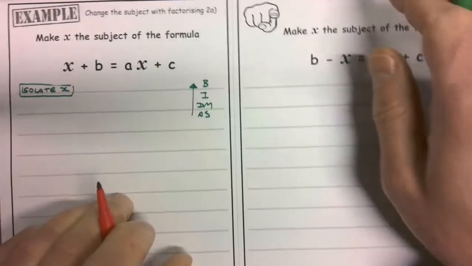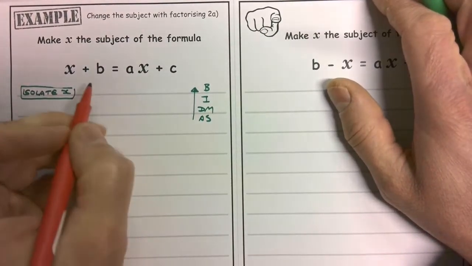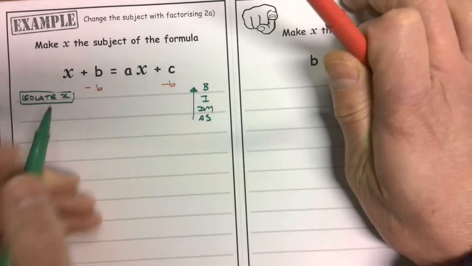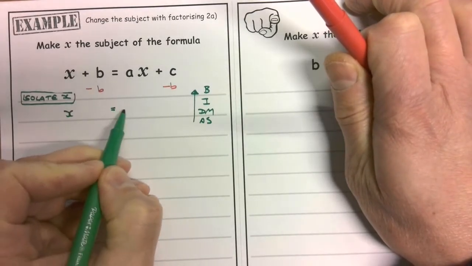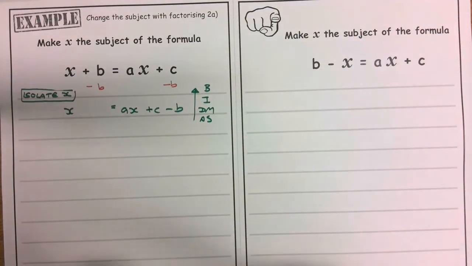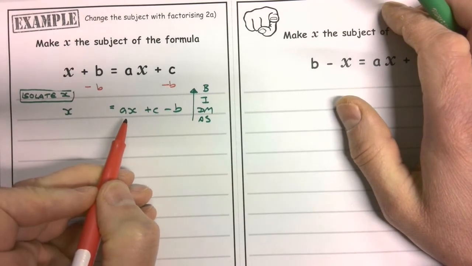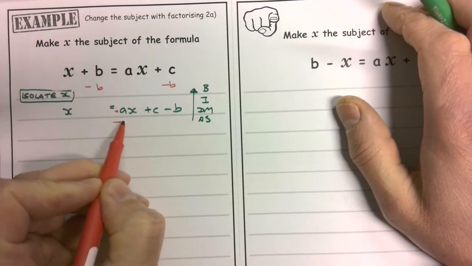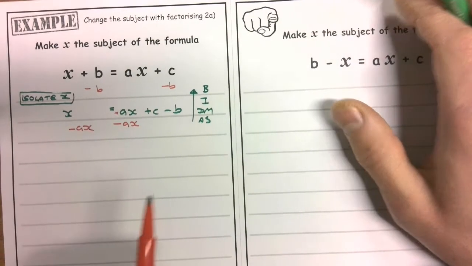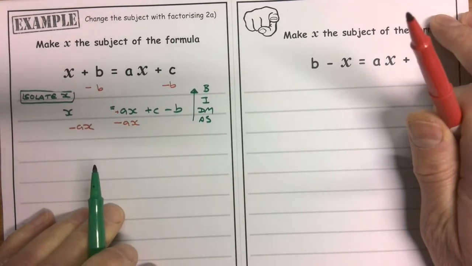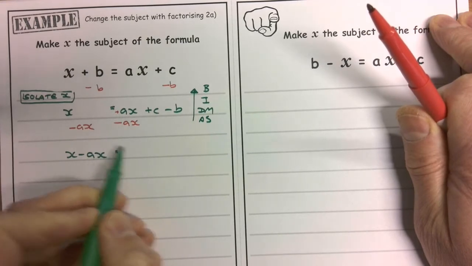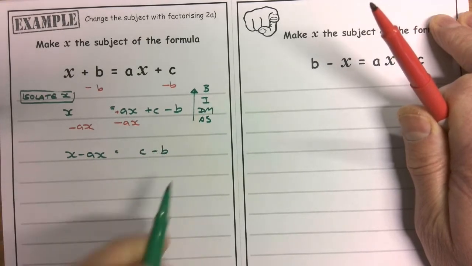Okay, so that's what we're going to do. The first thing we're going to do is get rid of that b. So it says plus b, we'll do minus b. That's going to leave us with x is ax plus c take b. And then we need to get this ax with his buddy, so that's a positive ax. We're going to take away the ax. So that's going to leave us with x take away ax is c take away b.